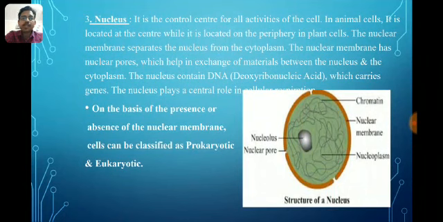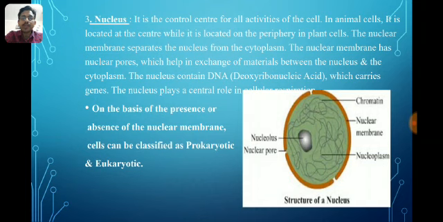Nucleus. Nucleus is the control center of all the activities of the cell. As we have brain in our body which controls all the functions of body, similarly nucleus is called the brain of the cell. In animal cell, it is located in the center, whereas it is located on the periphery in plant cells due to the presence of a big central vacuole in it.